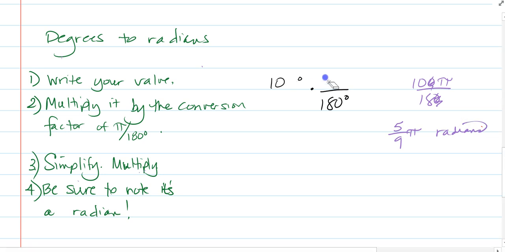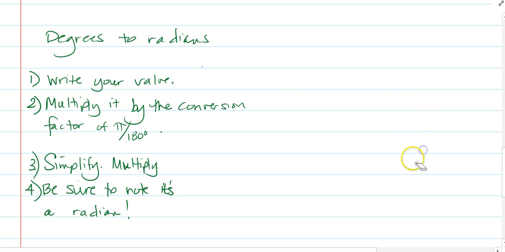Let's do one more of these. I'll go fast. Let's say 60 degrees. Write your value, multiply it by the conversion factor of pi over 180. And 60 over 180 is 1/3, right? So it's going to be pi over 3. And make sure you write radians. So that's how you go from degrees to radians.